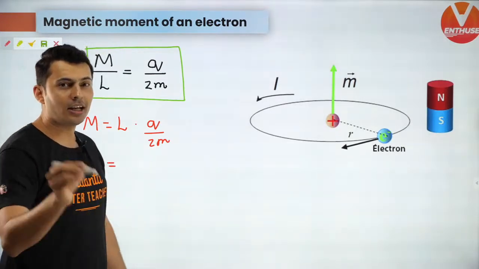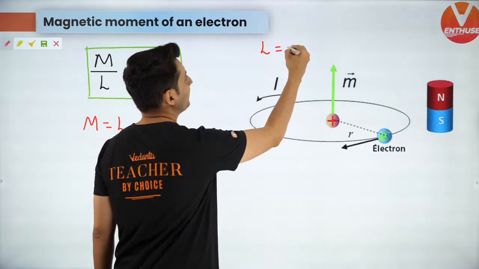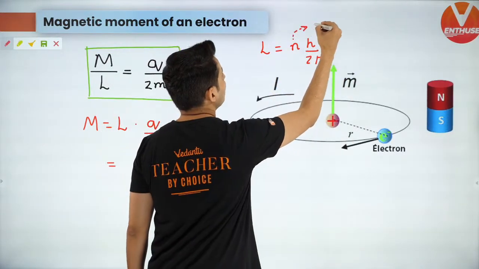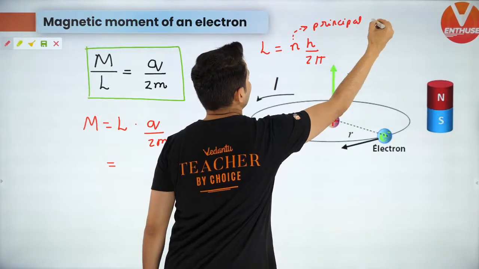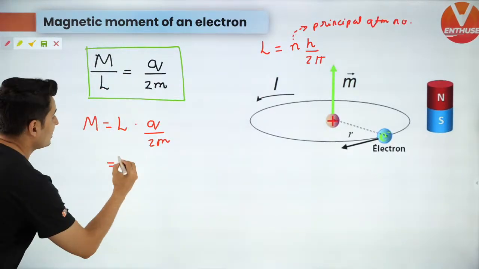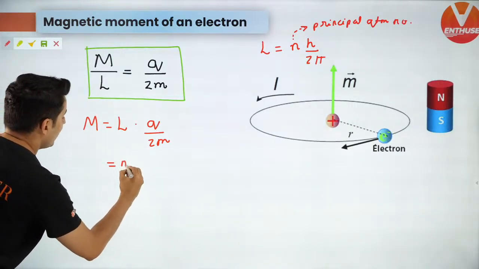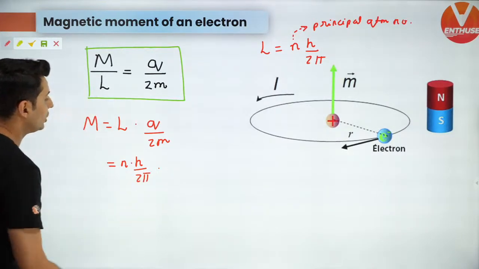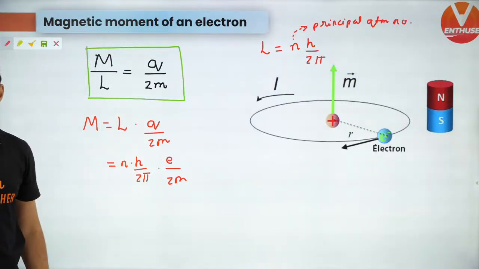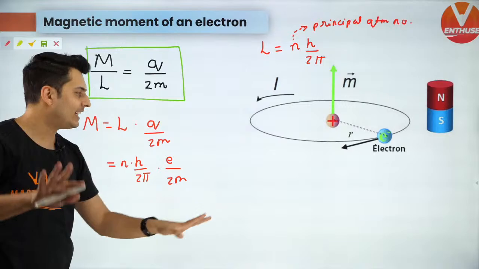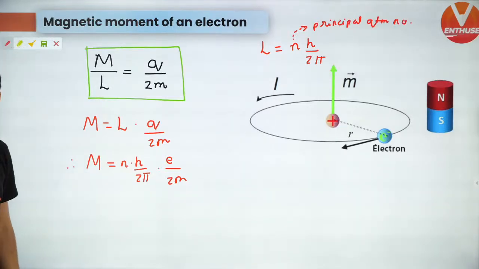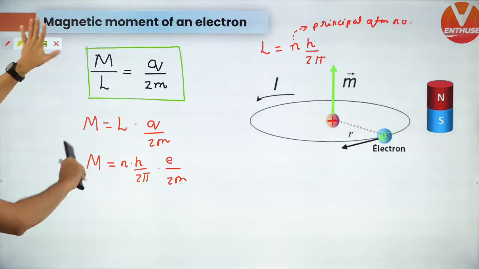Now, if you recollect, in atomic structure you would have studied that angular momentum is nothing but nh by 2 pi, where h is Planck's constant and n is your principal quantum number. Haven't you studied this? So just substitute. L is angular momentum, so it is nh by 2 pi, into charge e, by 2 into m. That's it. That's your final answer and we are done. That's the magnetic moment. So this formula will save your day. Remember this. Nothing extra you need to do.